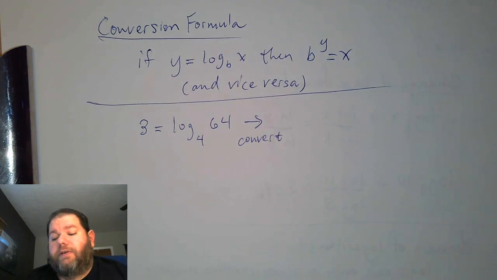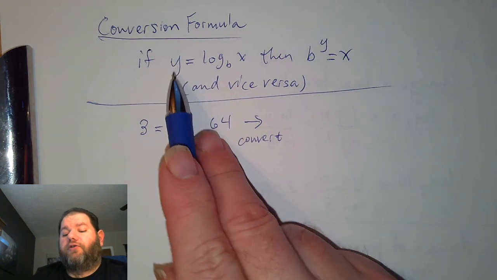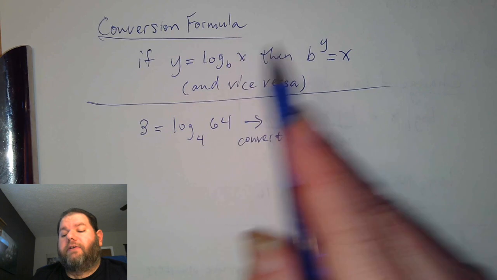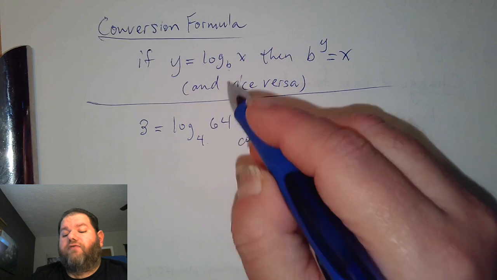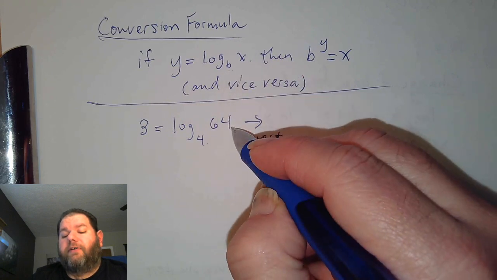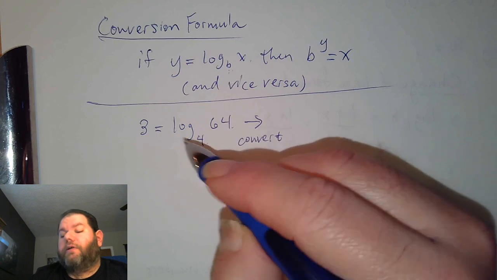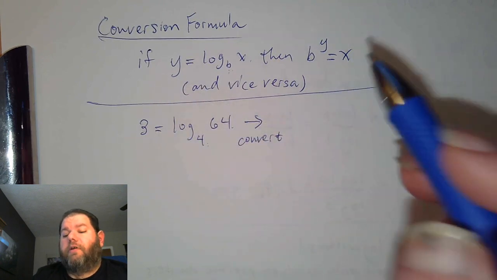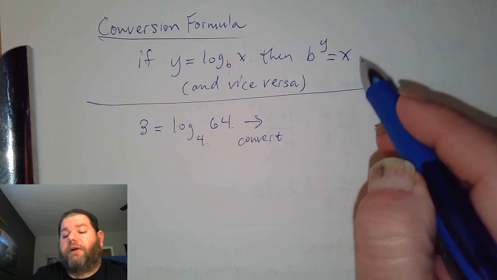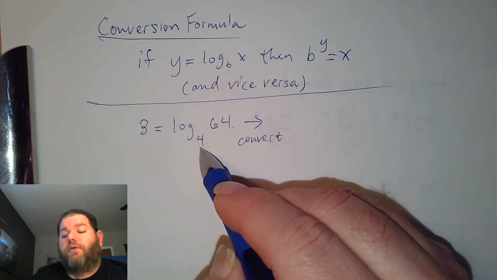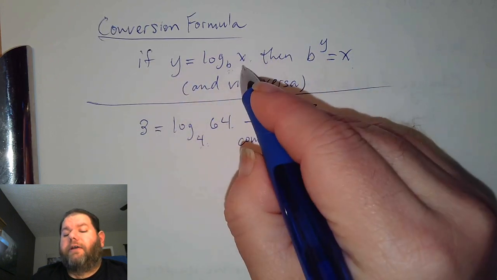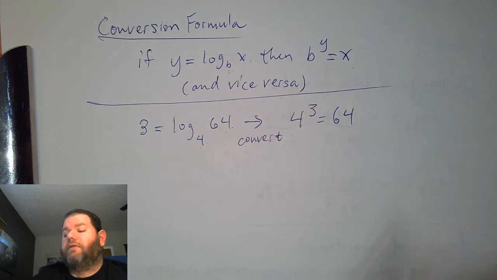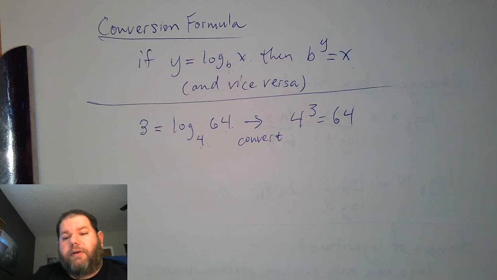Now, when we convert this, we look at our conversion formula, y equals log base b of x converts to b to the y equals x. Well, we can line up directly what each variable is standing for. So x is basically 64, b is 4, and y is 3. So when we change it around to b to the y equals x, b, 4 to the y, 3, is equal to x, 64. And this is a true statement. 4 to the third power is 64.